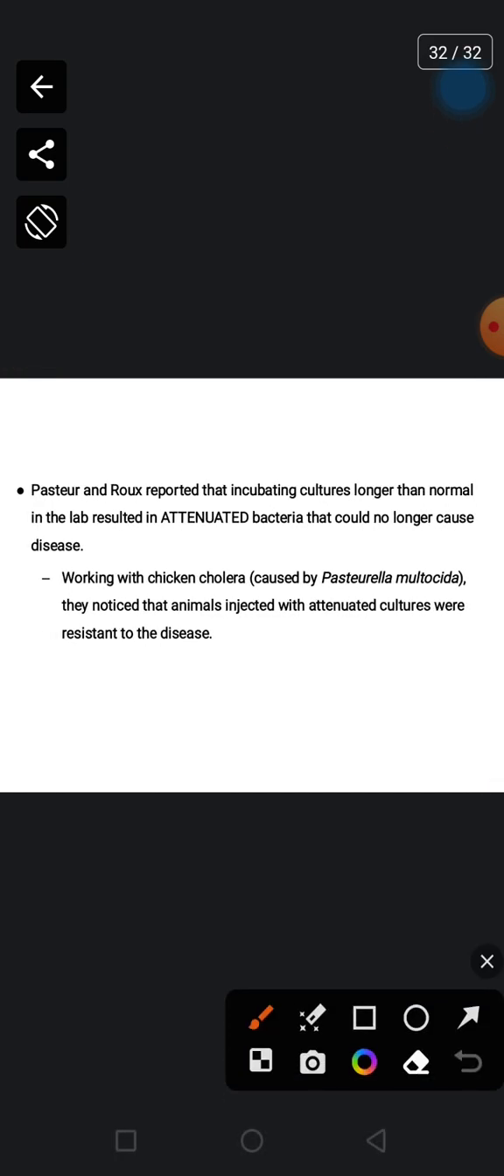Another is Pasteur and Roux's work on attenuation. They reported that if we keep a culture for a long time in the lab, it loses its virulence. This was seen by Pasteur and Roux working with chicken cholera, and they noticed that animals injected with the aged culture were resistant to the disease. So if we keep the culture for a long time, they become resistant to a particular disease. So this was all about today's lecture.